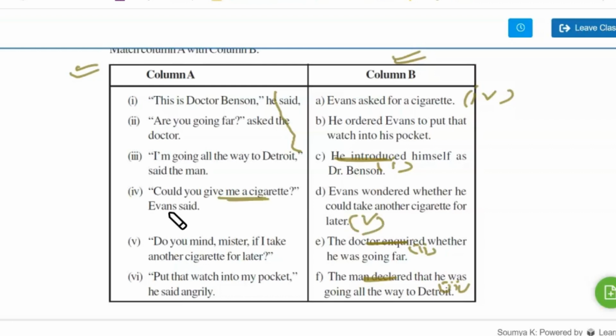Put that watch into my pocket, he said angrily. So which is left out? He ordered Evans to put his watch into his pocket. He is getting angry and he's ordering. So the sixth will match with B. Hope you understood. These are the direct speech and indirect speech sentences which match with each other. Let's move on to the next exercise.